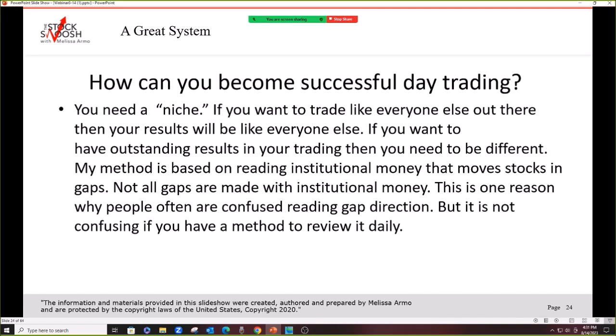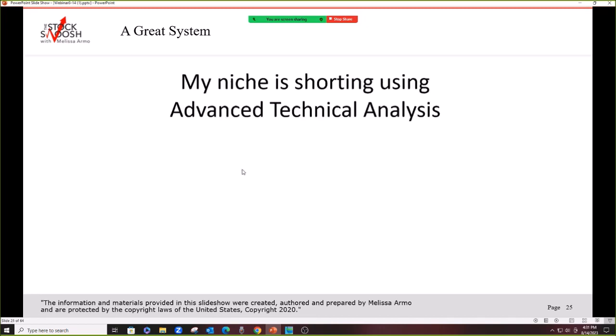But there's one reason why people often get confused reading gap direction. People get tripped up because a lot of people want to trade gap fills, and that does not work consistently either. My niche, like I said, is shorting, and it's shorting using the daily chart. I look at the daily chart and I'm looking at technical analysis. And what is technical analysis? Technical analysis is using past price data to predict future price data.